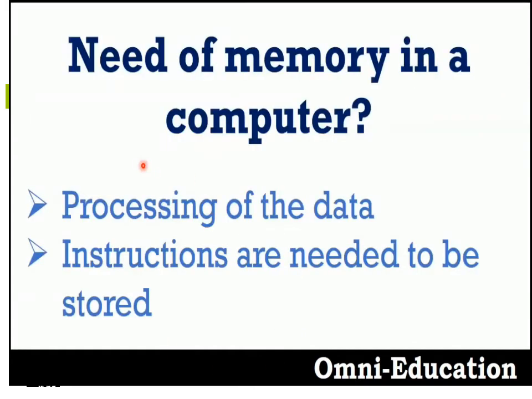In order to process the data, both the data to process and the instructions to process them need to be stored in the computer. All the computer data and instructions are stored in special locations of the computer, which is known as computer memory. Depending upon the type of storage, there are two basic types of memory, primary memory and secondary memory, which we will discuss in detail in the next slides.